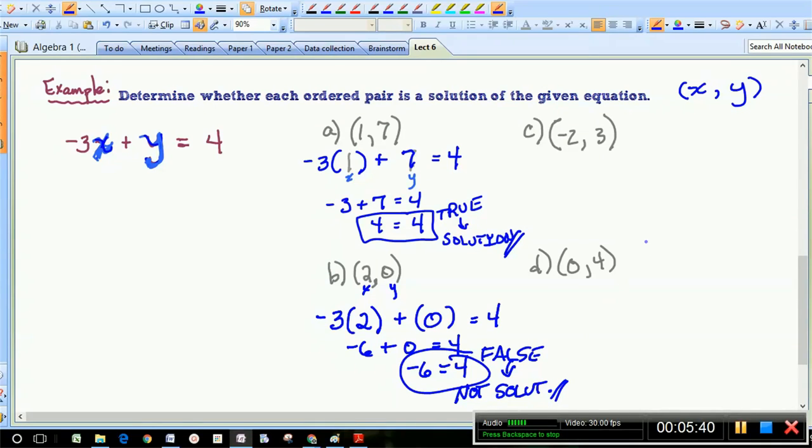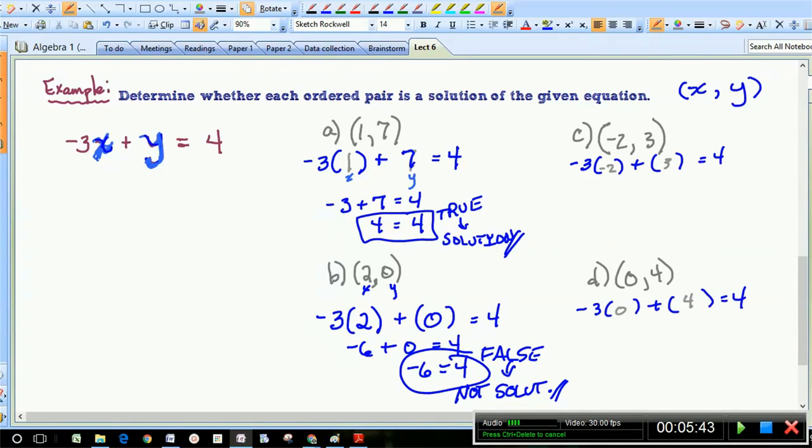Okay, let's try C. What I've done is set up C and D for you so that you can pause the video now and work out C and D, see if you get true or false statements, whether they are solutions or not. Remember that we can have more than one solution. I know that in A we said yes, that's a solution. Well, that will not be the only solution. Believe it or not, these have infinitely many solutions most of the time. And we'll look at why in a bit. But go ahead and verify whether or not C and D are solutions. Go ahead and pause, and when you press play again, we'll have the answer for you.